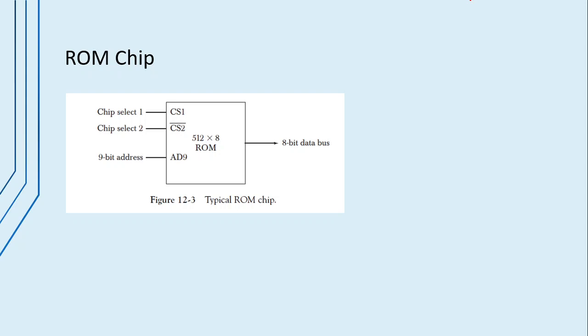So based on that, suppose your memory has a capacity of 512 cross 8, and you want to build this using 128 into 8 RAM chips, then it requires 4 RAMs. By using that you can specify how this can be done. So by using different numbers of ROMs and RAMs, you can build memory of different sizes. Thank you.